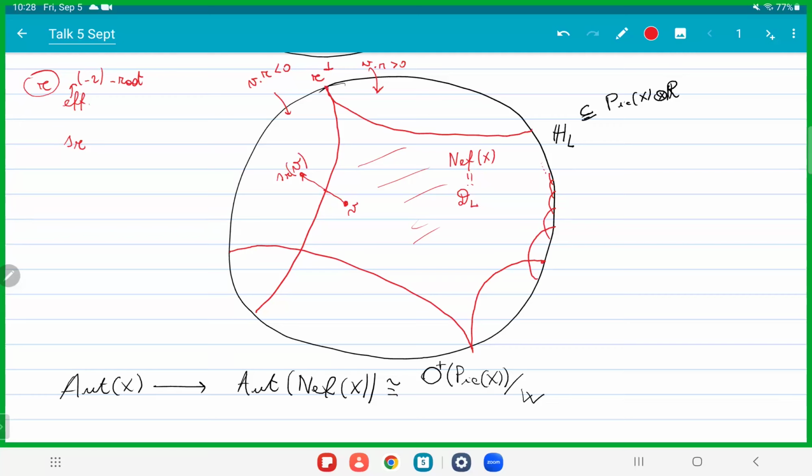So we can see that this reflection s_r sends the chamber Nef(X) into this chamber here of vectors that have positive intersection with all roots except for r. In that case, it's negative. And you can imagine that if you now apply the reflection with respect to this wall, you end up in another chamber, and so on and so forth.